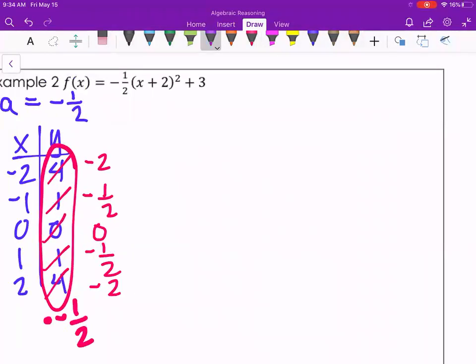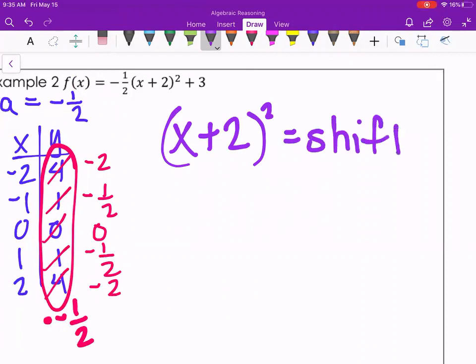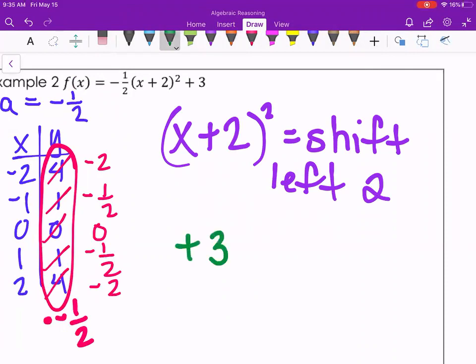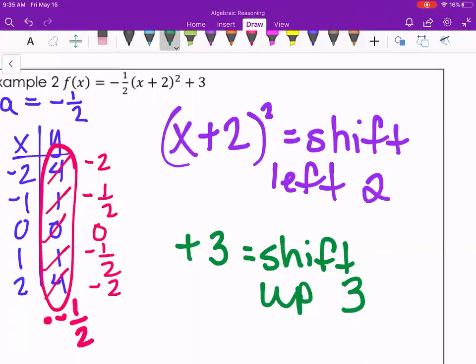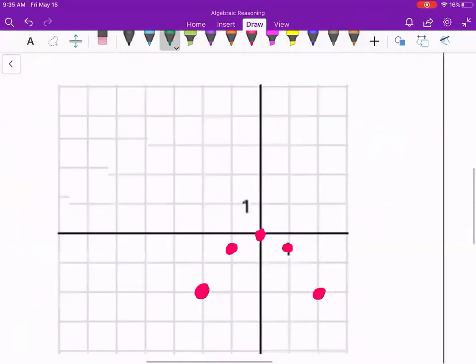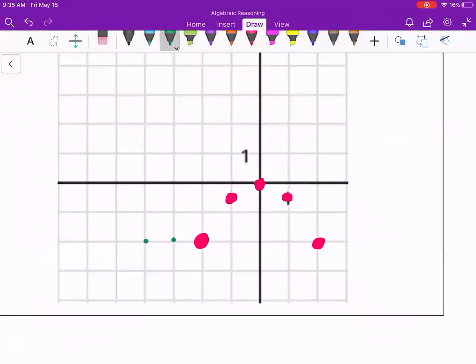All right, so inside these parentheses, I have x plus 2 squared. So that tells me I am going to shift, insiders lie, so left 2. And let's get our last one. We have a plus 3 outside of those parentheses. Outsiders are honest, so this time I'm going to shift up 3. So let's do that. Left 2, up 3 to each of those points. So each of these left 2 and up 1, 2, 3. So there's my first point.